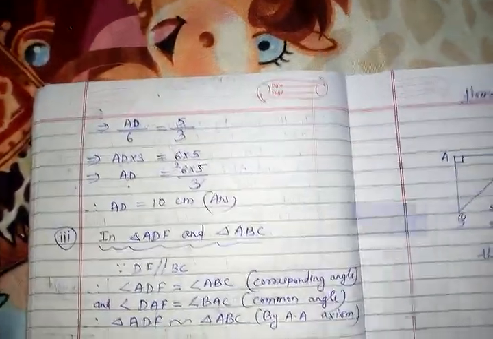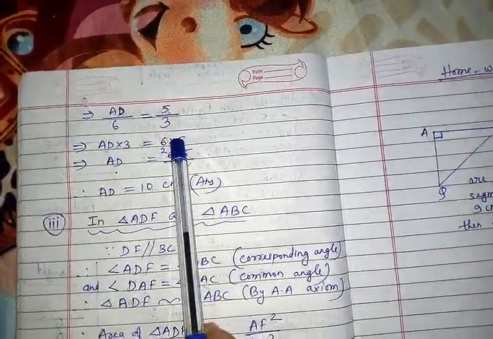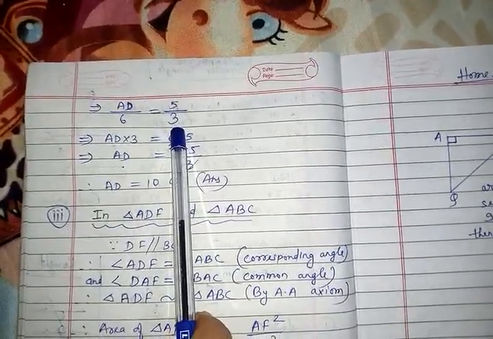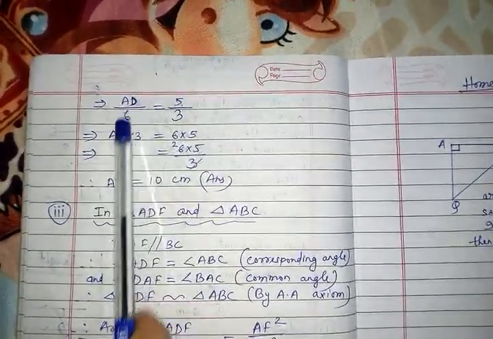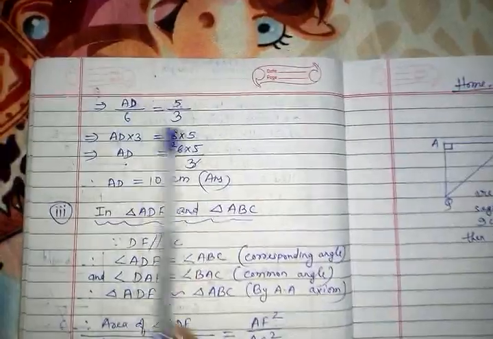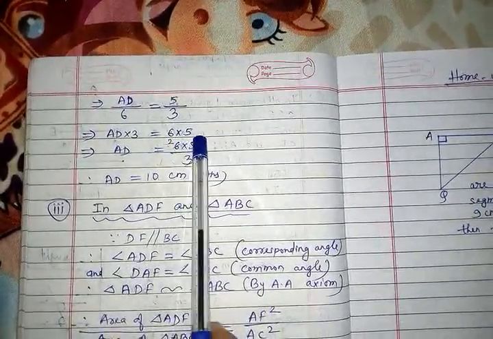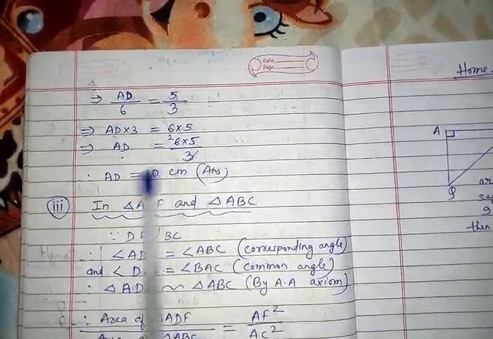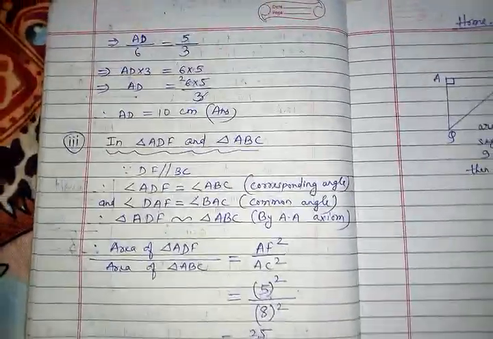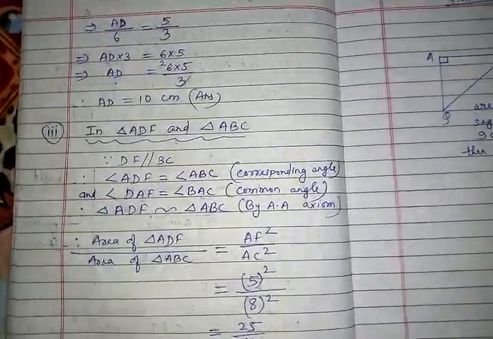Now you can see AD by 6 equals 5 by 8 minus 5, which has become 3. Now 3 into AD and 6 into 5. AD equal to 6 into 5 by 3. 3 to the 6, 5 to the 10. So second answer also has come. Now AD is 10 centimeter.